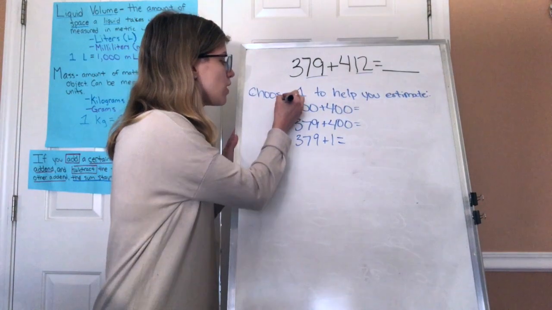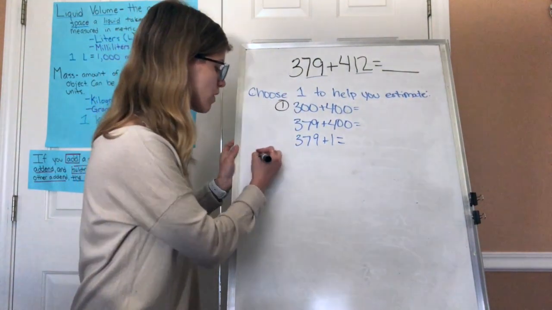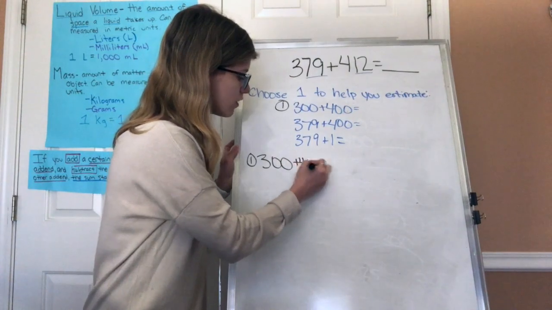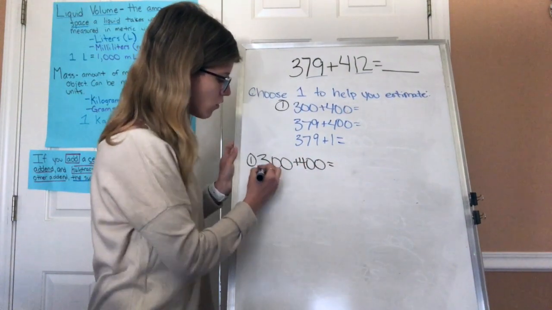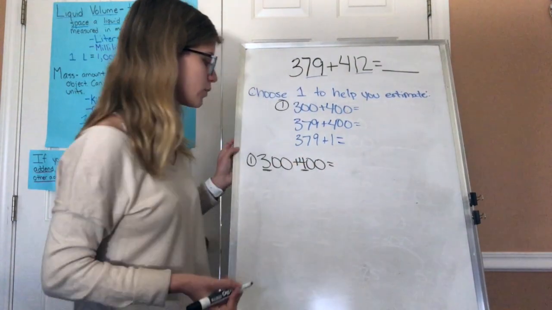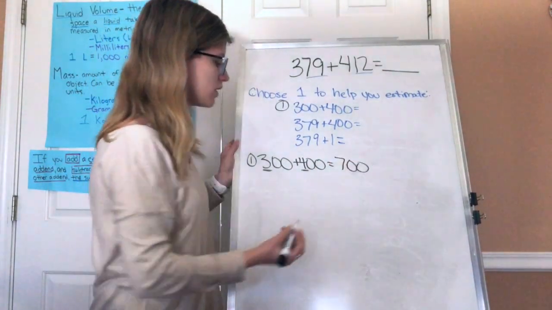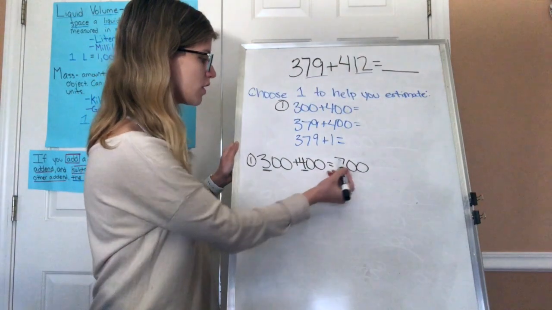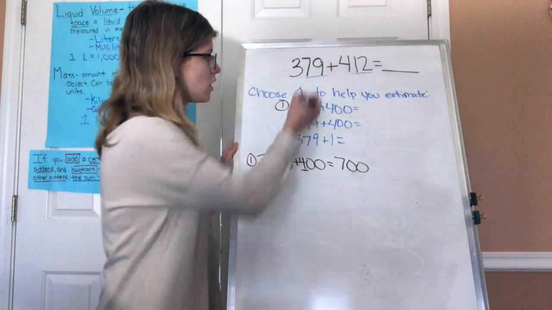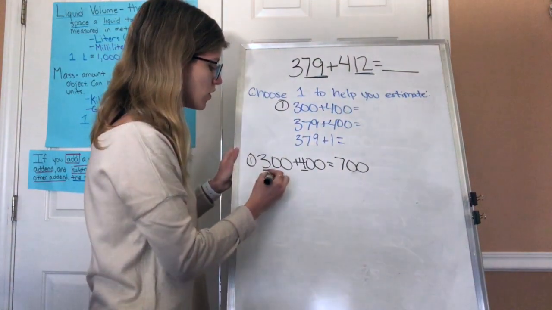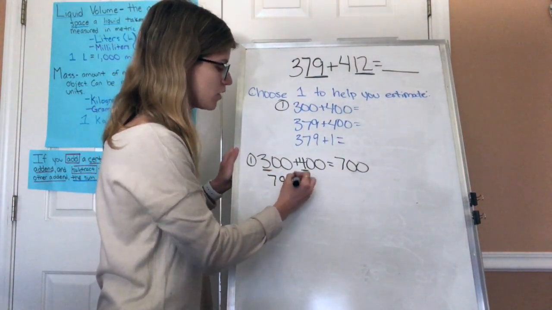Let's say you did the first way. So if you did 300 plus 400, you know that you're only focusing on your hundreds place. So then you would get 700 because 3 plus 4 equals 7. And then you still have your tens and ones. So you still have 79 plus 12.